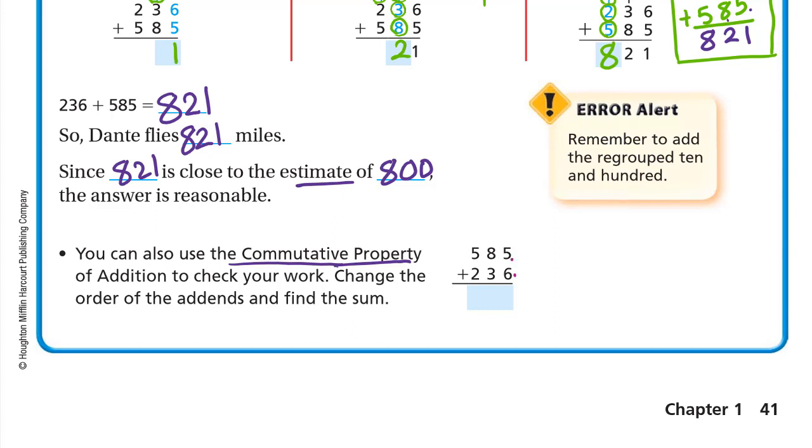Now 5 plus 6, it's 11. Again 11, I write 1 and carry up the other 1. So here in tens we have 1 plus 8 plus 3. So 1 plus 8 is 9. 9 plus 3, it's 12. So I write down the 2 and 1 up. Now at hundreds we have 1 plus 5 plus 2. 1 plus 5 is 6. Plus 2, it is 8. So we have 821. So our answer is correct.